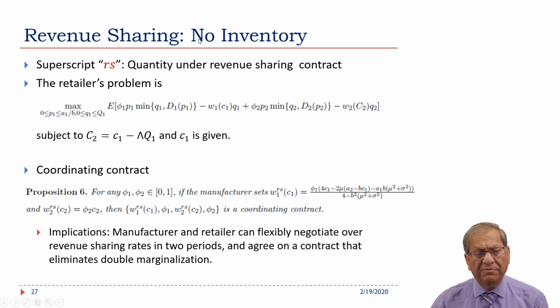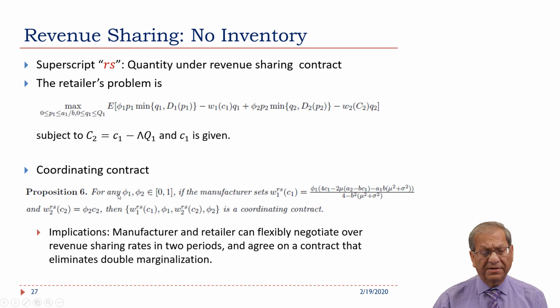So here's the revenue sharing contract for our problem. In our problem, as you can see, the retailer's profit is given by the expected value of his share of revenue, which is phi 1 times the revenue, minus his cost. And again, in the second period, the same thing.